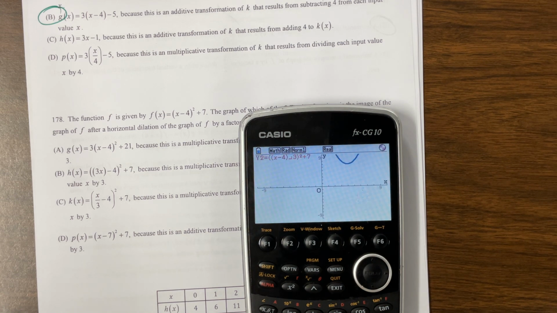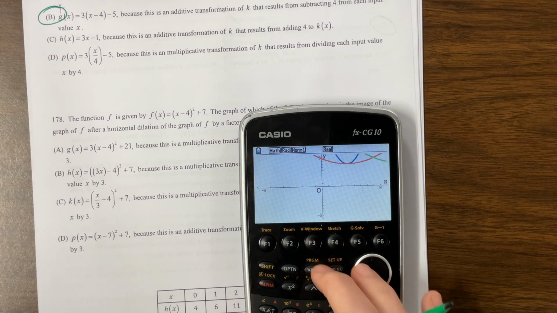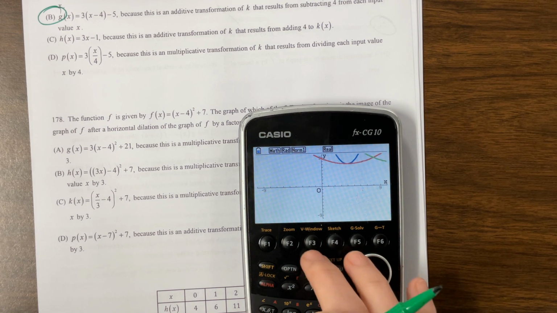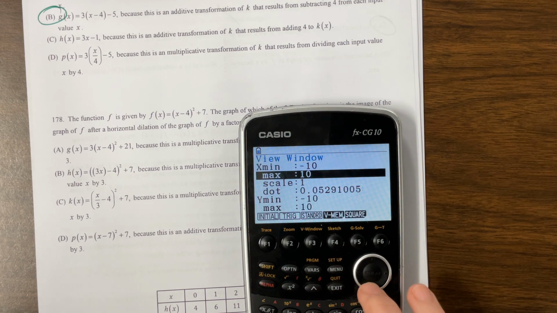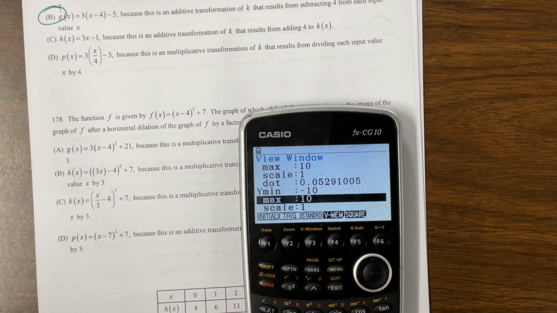Okay, so let's see. Here's our graph. The next one, I need a better window. Let's get some more y values. Say up to 20.